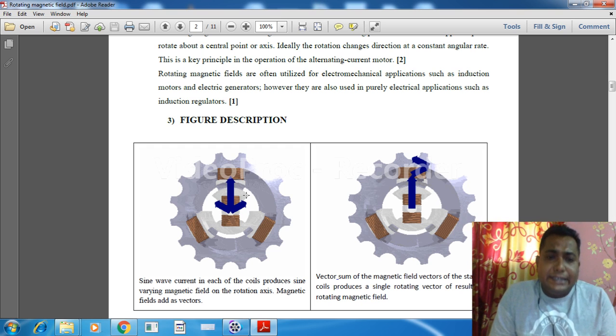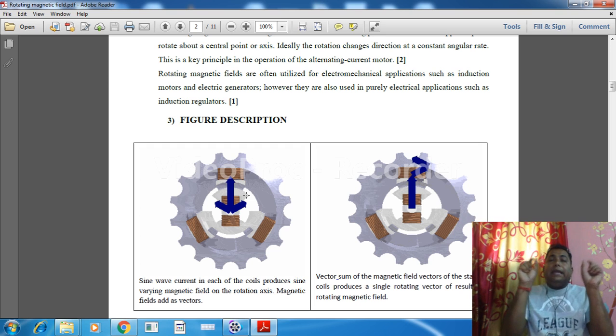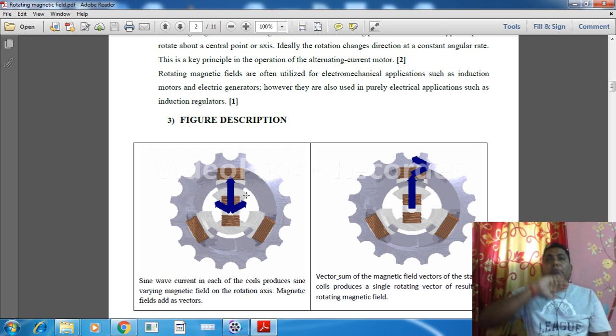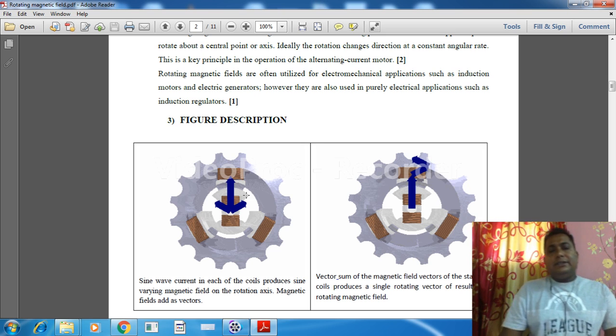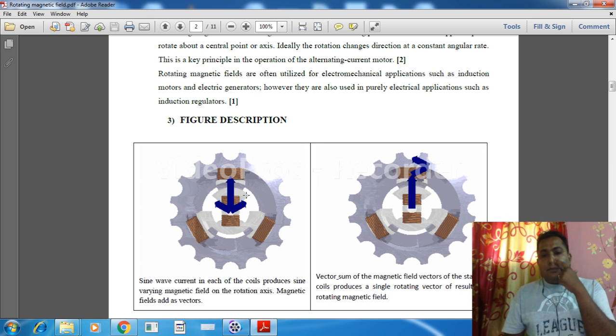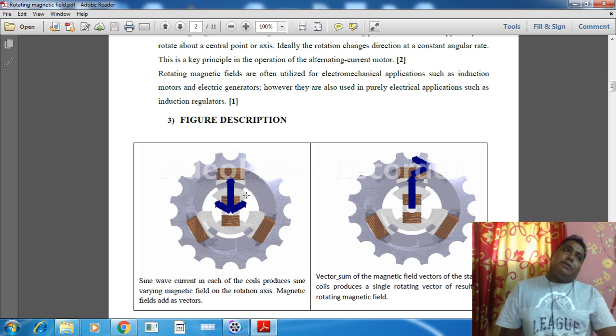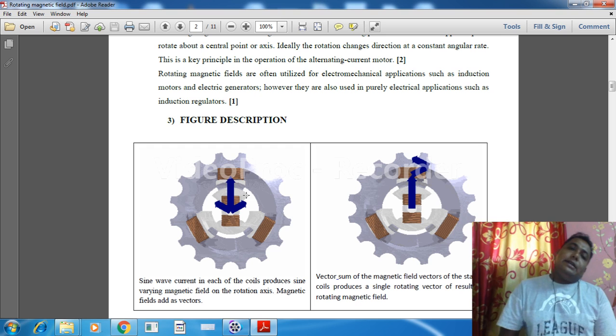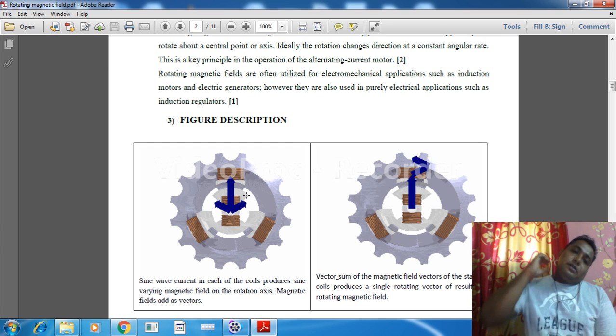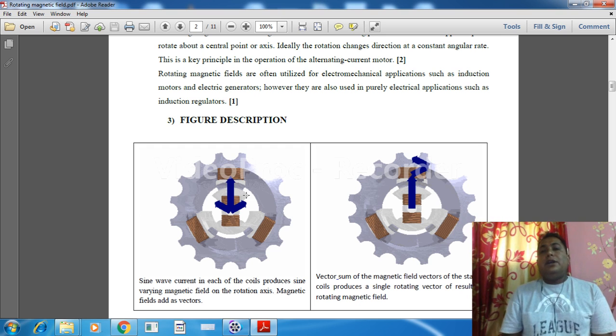In the stator section, we have the inner periphery slotted, and in between that slot we have the windings. Next, we have the rotor. Over the rotor we have copper bars, and those copper bars are magnetized, and that generates some torque value, and due to that torque it starts rotating.